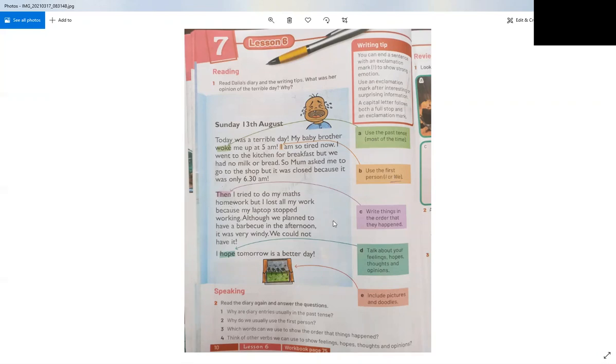Then I tried to do my math homework, but I lost all my work because my laptop stopped working. Although we planned, and we said that although is used to give contrasting ideas. Although we planned to have a barbecue in the afternoon, it was very windy. We could not have it. I hope tomorrow is a better day. Talk about your feelings here at the end. We talked about our feelings, hopes, thoughts, and opinions. And you may include pictures and doodles. Doodles are something we write not in a tidy way.